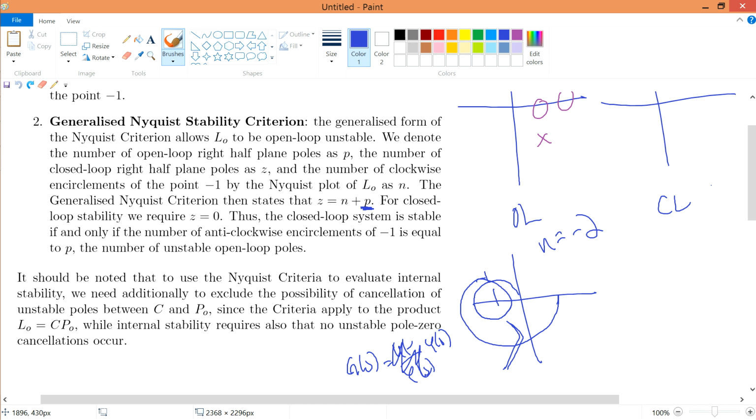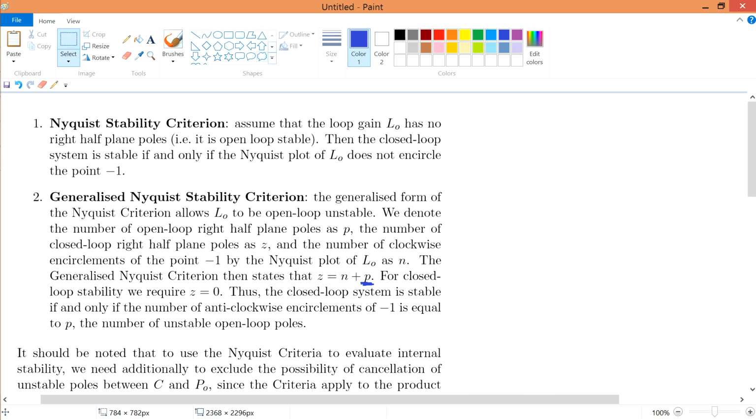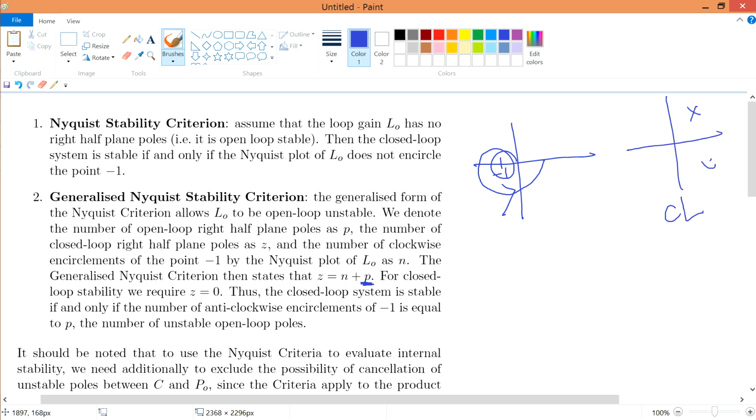So this is the key difference between your Nyquist stability criterion and your generalized Nyquist stability criterion. You need to know this. And this is also the last sentence. It says that the number of anti-clockwise encirclements of minus 1, and just now we know that there are two encirclements going anti-clockwise around minus 1, is equal to the number of poles in the right half plane. And just now we showed the closed loop poles, there are 2 poles over here.